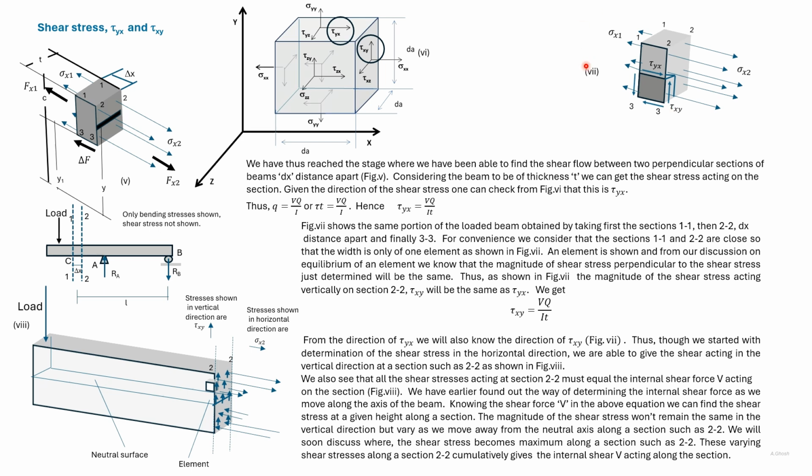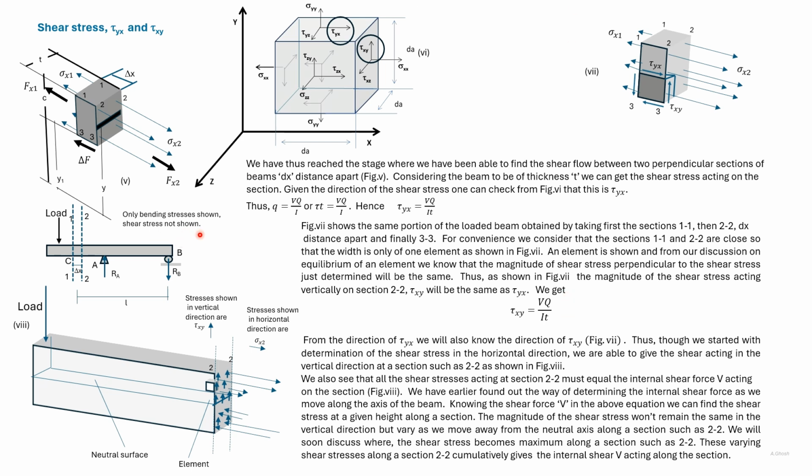So even though the investigation was started in the horizontal direction, we have been able to find the shear stress in the vertical direction here. Since these two stresses are the same, tau yx is equal to tau xy here. So we can write tau xy is VQ by It.